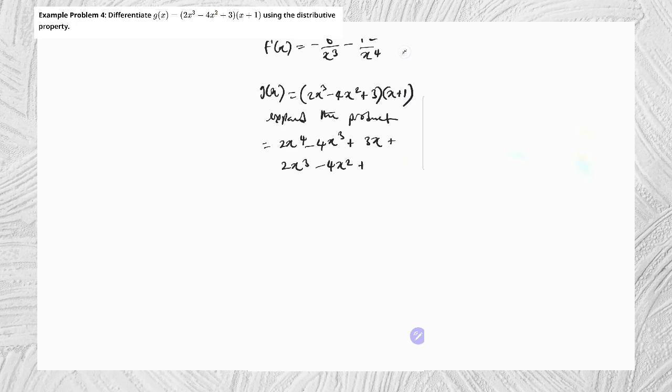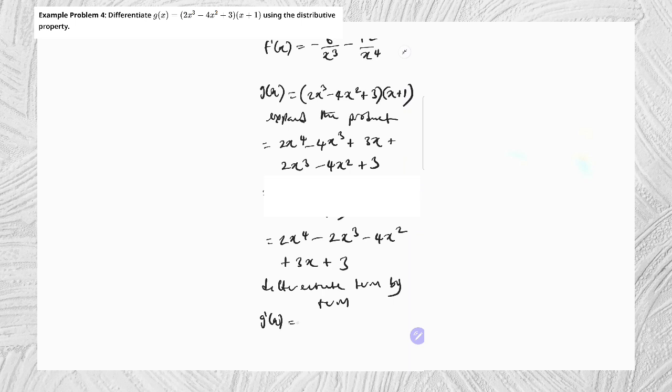When you combine like terms, you get 2x^4 minus 2x^3 minus 4x^2 plus 3x plus 3. Note, minus 4x^3 plus 2x^3, that's how we got our minus 2x^3. Now, differentiate term by term. Differentiation of g of x will give you d dx of 2x^4 minus d dx of 2x^3 minus d dx of 4x squared plus d dx of 3x plus d dx of 3.